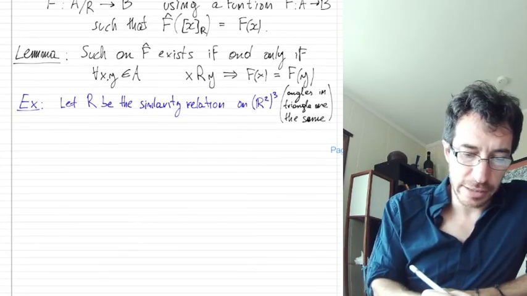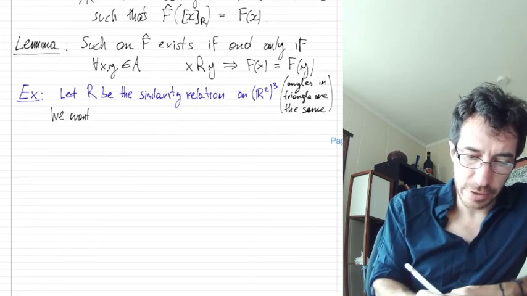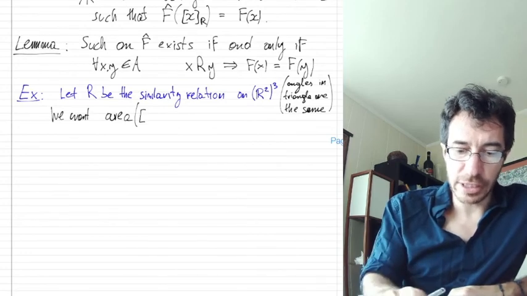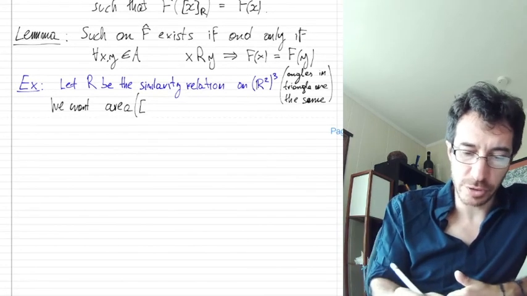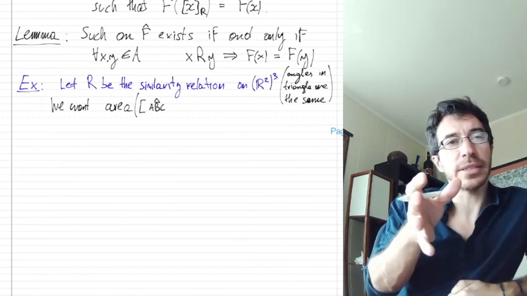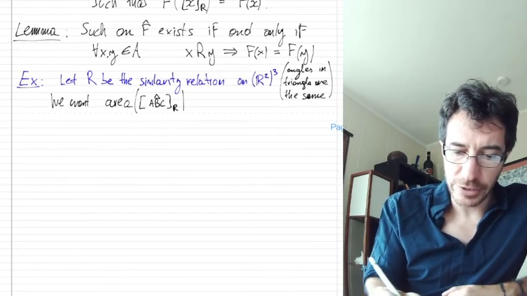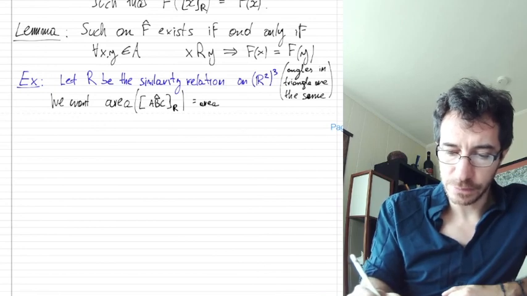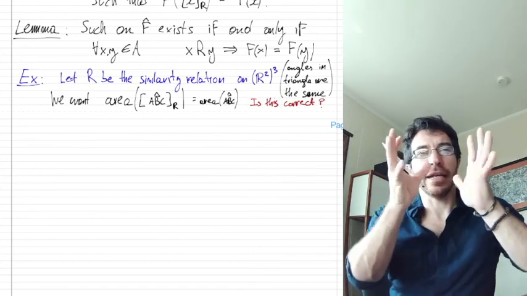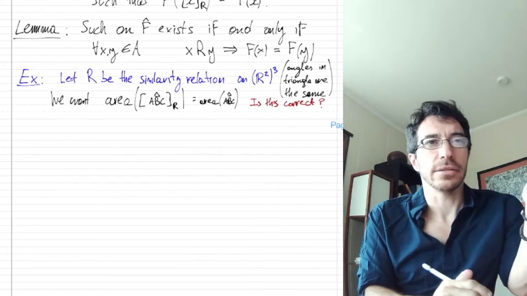And now we want to define an area function on the equivalence class of a triangle. Suppose a triangle has 3 points, let's call them A, B, and C. A is a point in R2, B is a point in R2, and C is a point in R2. We define the equivalence class of this one to be the area of the triangle ABC. Is this correct? Can we define an area function on the equivalence classes under similarity? Is that going to work?